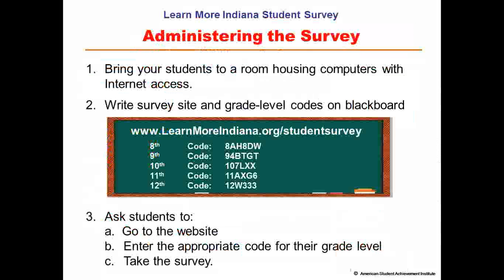And then typically the teacher or you will write on the blackboard the website for taking the survey, which is www.learnmoreindiana.org/studentsurvey. And then you also will have written the codes up there for the grades that exist in your school, so your third graders, fifth graders, whatever the grades are for your school. Then the teachers will ask the students to go to that website, enter the appropriate code for their grade level, and then take the survey.